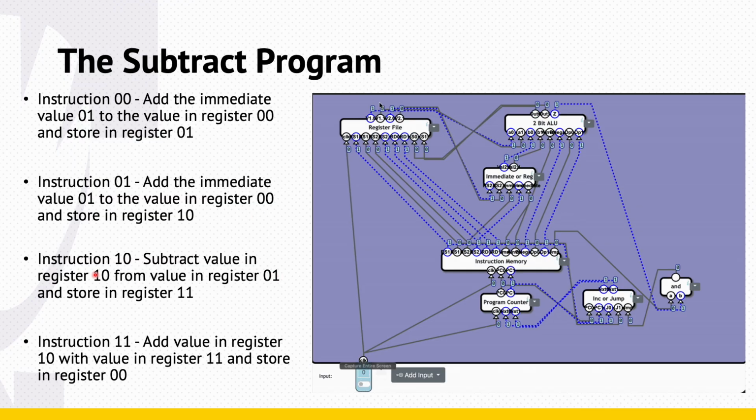So we know what register 2 holds, we know what register 1 holds, they both hold 1. So when we subtract them, we would expect to get 0, and that's what we're going to store in register 3. Finally, we're going to add the value in register 2, which by the way is still a 1, with the value in register 3 as 0, and store that in register 0. The result of this addition will be 1, but we're going to store it in register 0.